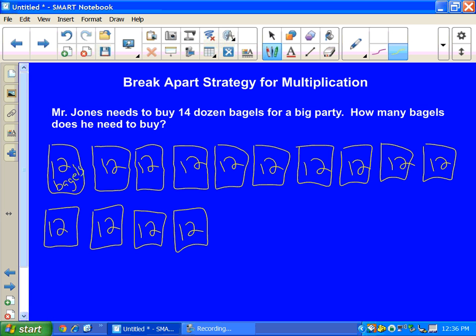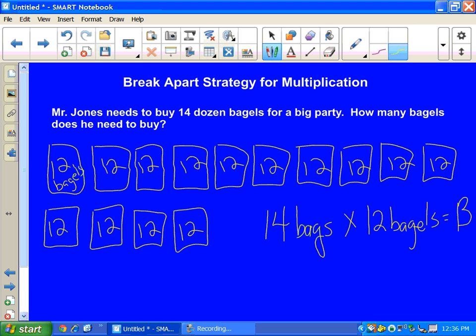So the equation that we could write to solve this, we know we have the same amount in each of these groups, and that should be the trigger. Oh, this would be multiplication, because multiplication is having a number of groups with the same amount in each group. So how many groups do we have? We have 14 bags, and in each bag we have 12 bagels. And this will give us the total number of bagels. We'll call that D.